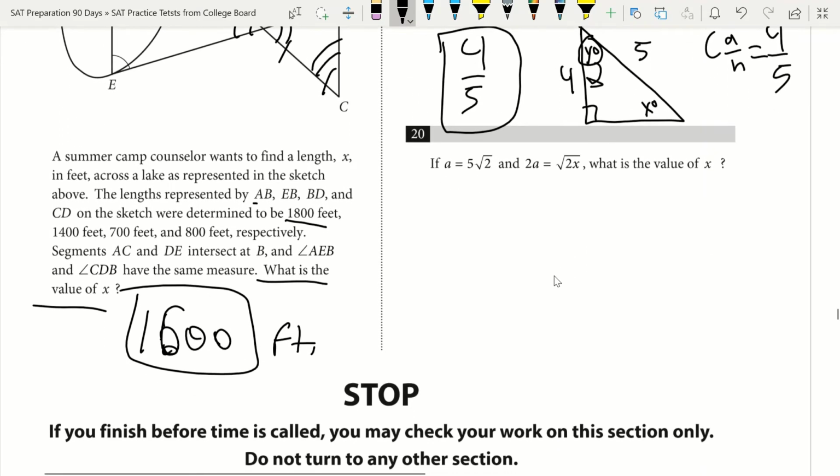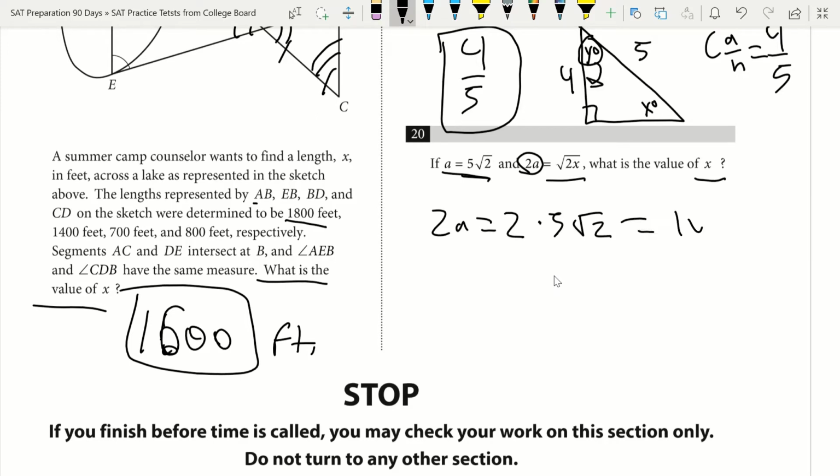All right, question 20. If a is equal to 5 times root 2 and 2a is equal to the square root of 2x, what's the value of x? Well, this is 2a here, right? So I have to double what a is equal to. So 2a then is going to equal 2 times 5 times root 2. So that's going to give me 10 root 2, right? And I know that that is equal to the square root of 2x.